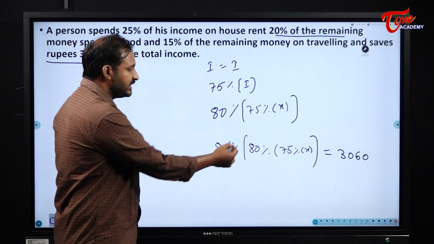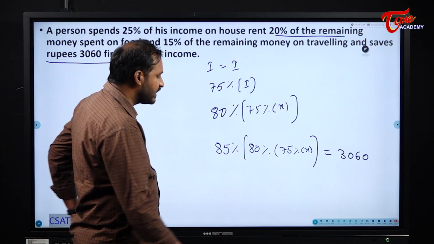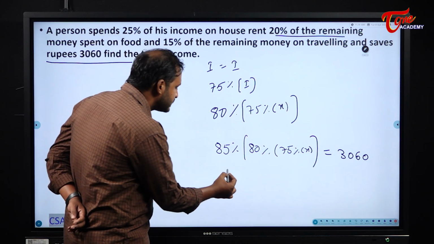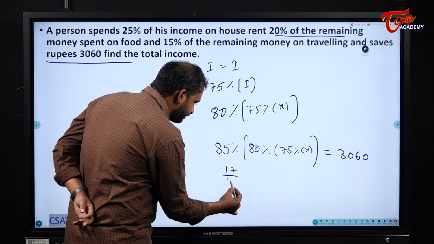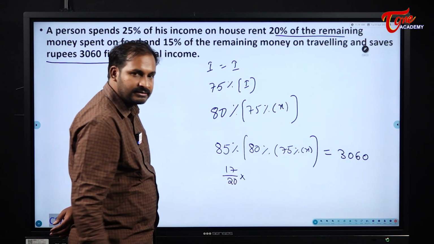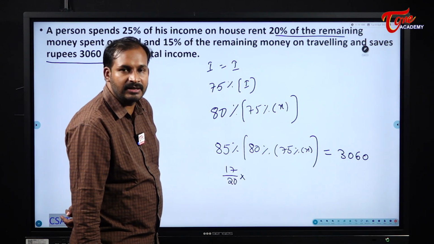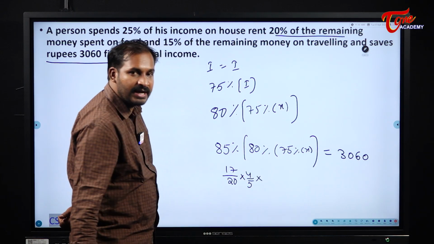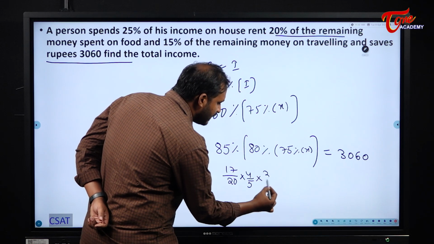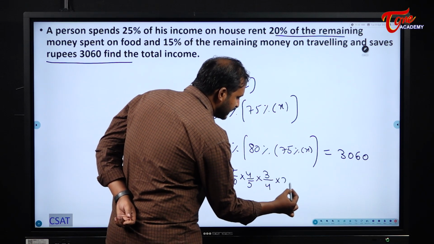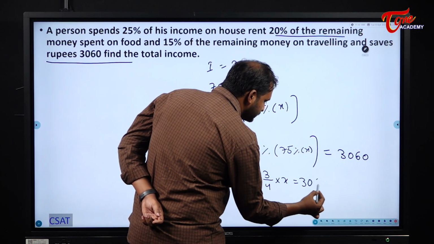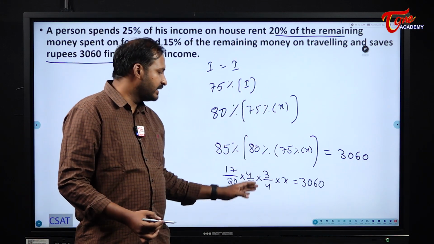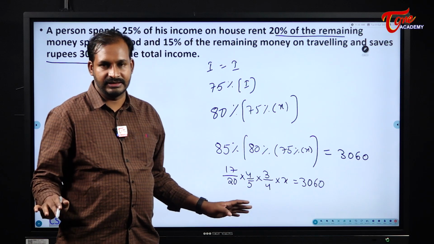Now 85%, 80% and 75%. What can we write here, students? 85 by 100 becomes 17 by 20, into 80 by 100. 80 by 100 becomes 4 by 5. Next, into 75 by 100, this will become 3 by 4 into X, that is equal to 3060. Students, if you are able to write it directly, write it. Else, write it as 85 by 100, 80 by 100, 75 by 100 and then cancel it.